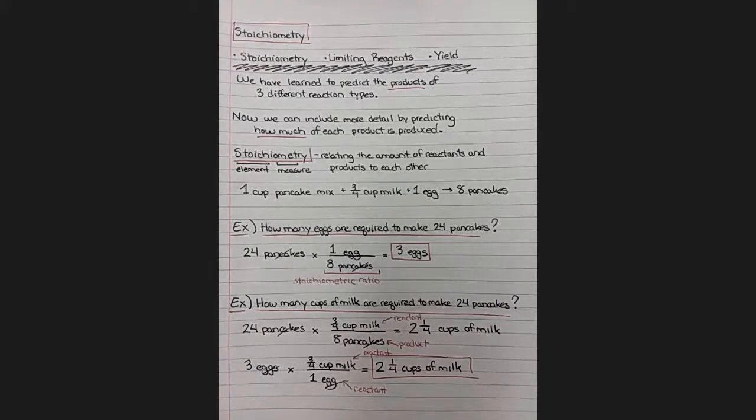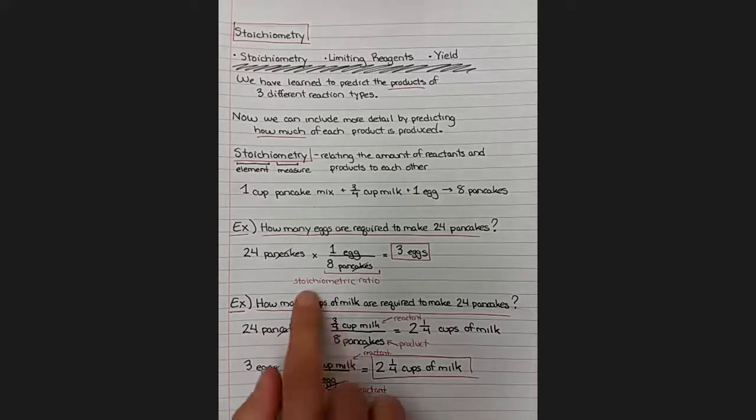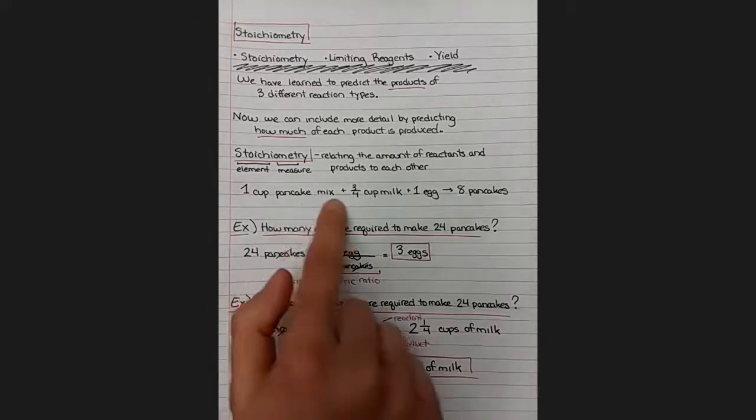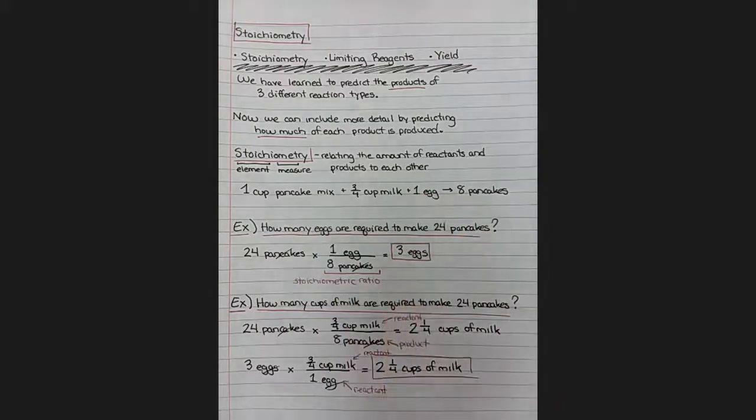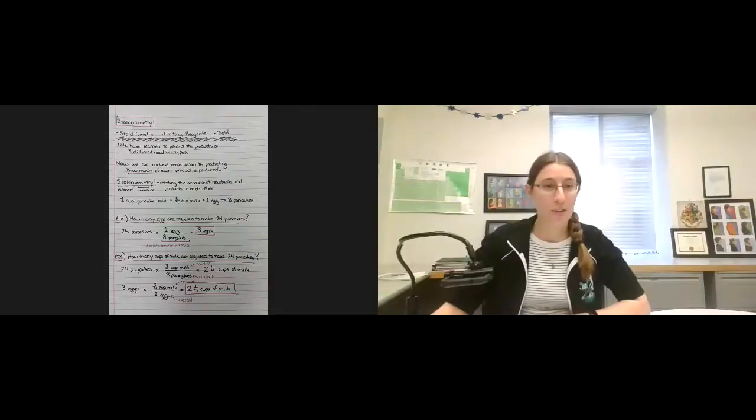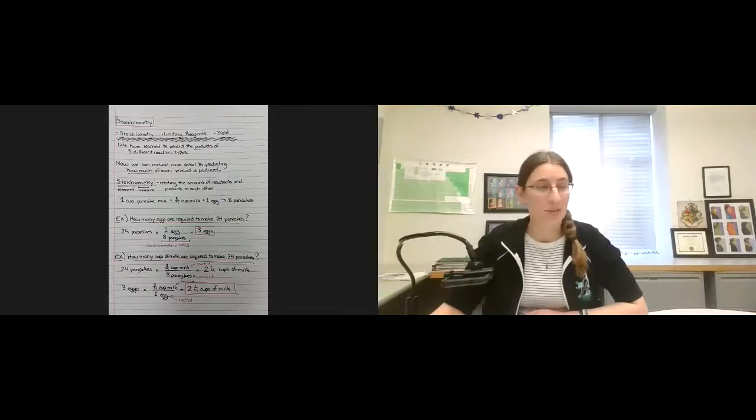So I am obviously not suggesting that you solve every problem twice in every possible way. I am indicating that these stoichiometric ratios can be a reactant to a reactant, a product to a product, or a reactant to a product. In the next video, we will use an actual chemical equation that does not involve pancakes, and we will learn more about stoichiometric ratios.